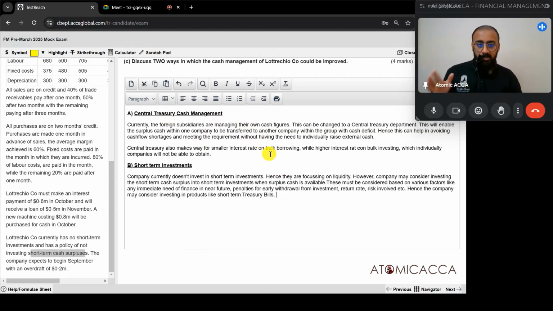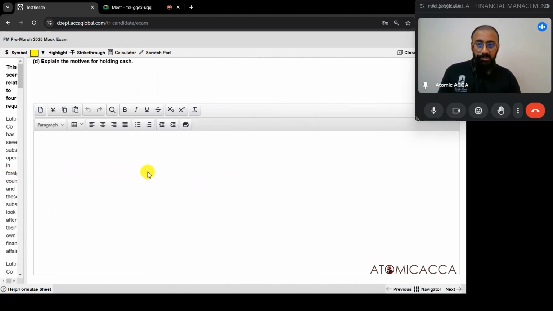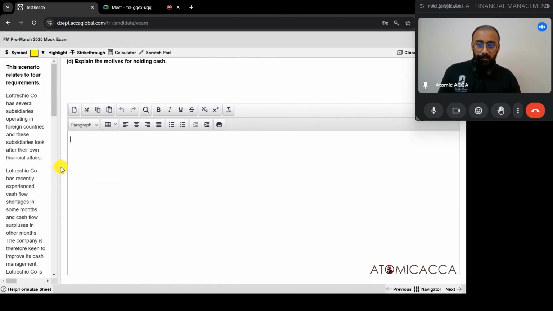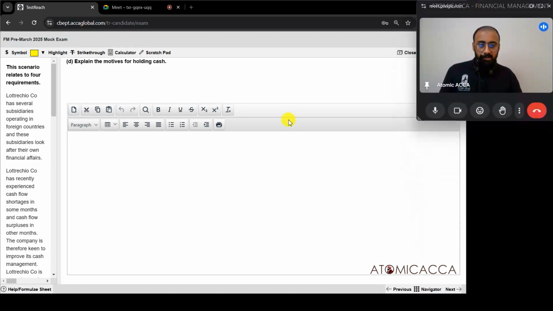Now we are done with 10 plus 4, 14, so we have still a 6-mark question left. Let's move to the next one. Explain the motives of holding cash. Now they didn't specifically mention what is the motive of holding cash for this company over here, so this can be considered as a general theory question. And how many marks is it? 6 marks. So that should be the last question over here.